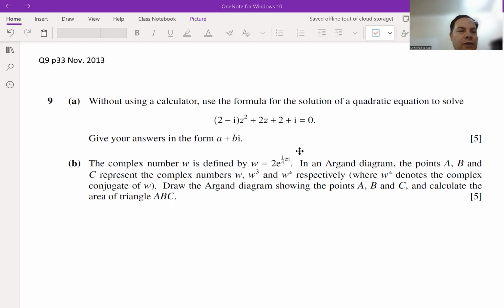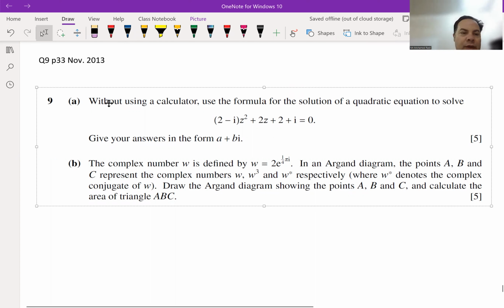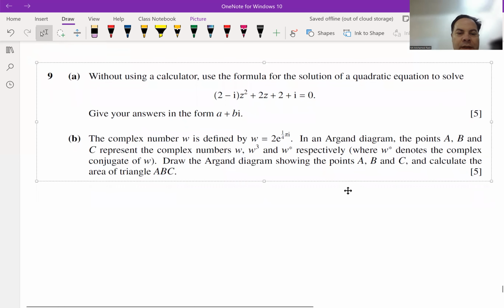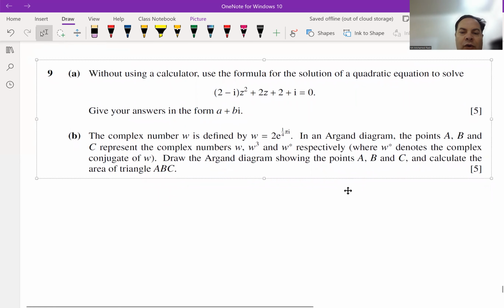Hello guys, in this tutorial, I'm going to solve question number 9, paper 33, November 2013, complex numbers. Without using the calculator for this part, we have a quadratic equation, but the coefficients are given as complex numbers. Use the quadratic formula to solve it, and give your answer in the form a plus bi.